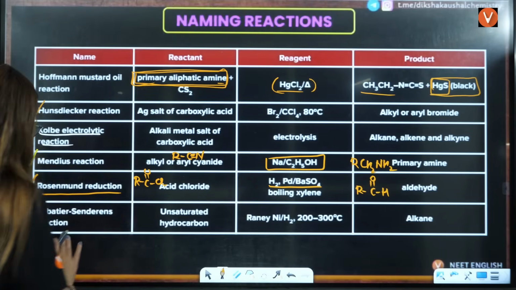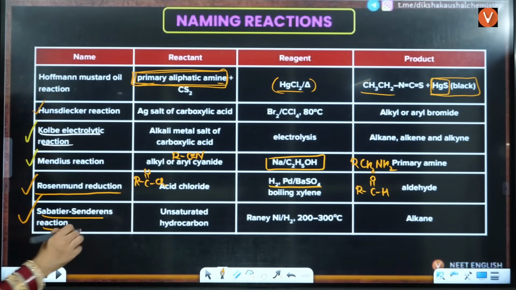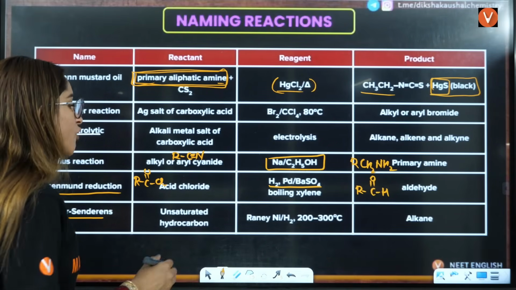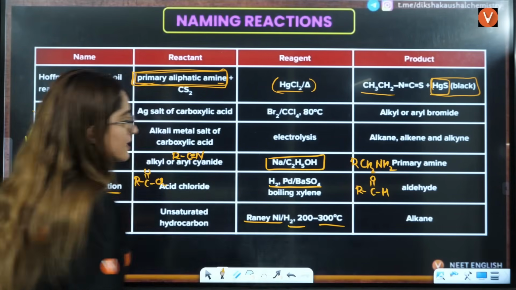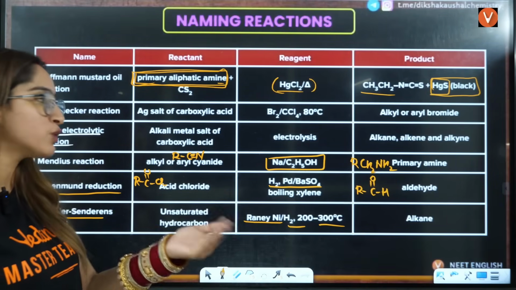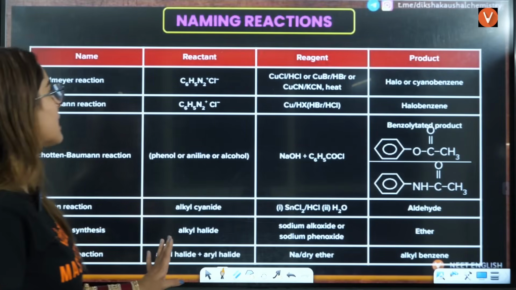Next is Sabatier-Senderens reaction. This is when you have triple bond, but you directly convert it into alkane in presence of nickel, Raney nickel as the catalyst. If you have alkene, then you will use 200 degrees Celsius. For alkyne, you will use 300 degrees Celsius, right?